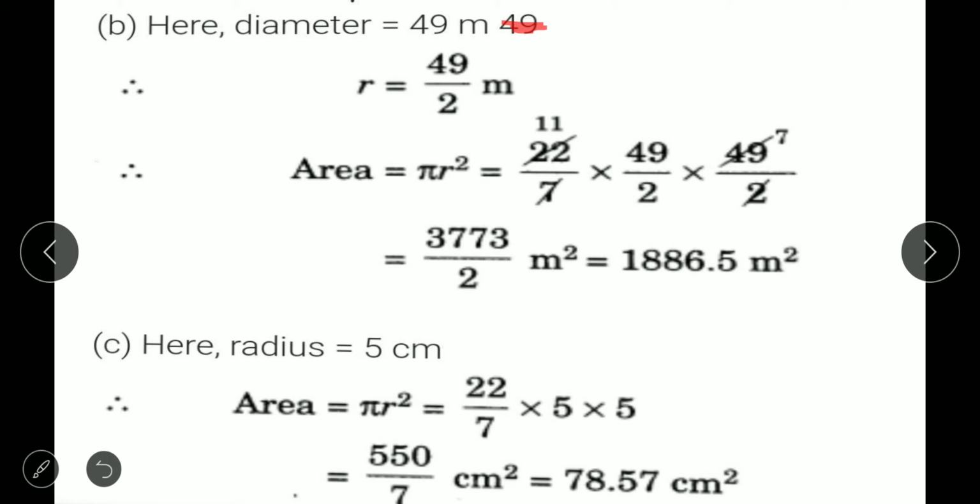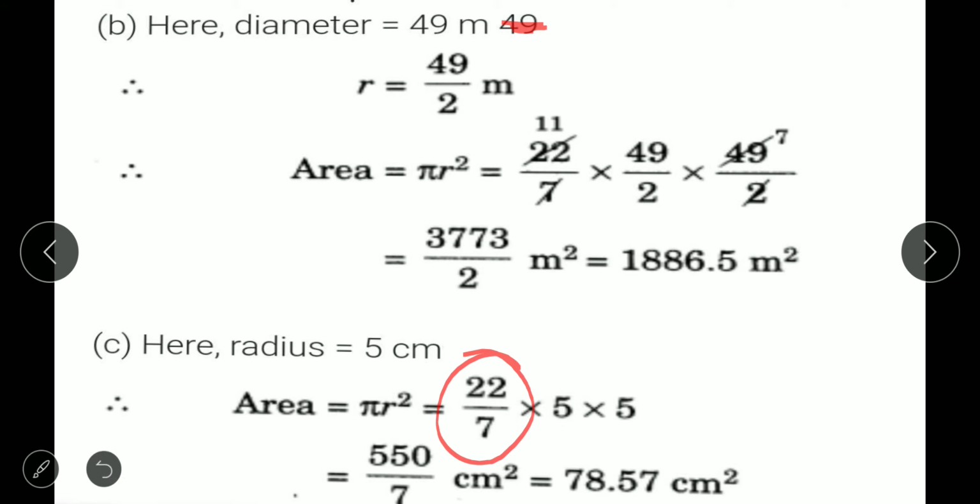Now in part C, they have given the radius 5 centimeter. Already they have given the radius. If the diameter is given, then you have to halve the diameter to find the radius. Remember this. So area again is pi r square, pi 22 upon 7 into r, 5 into 5.